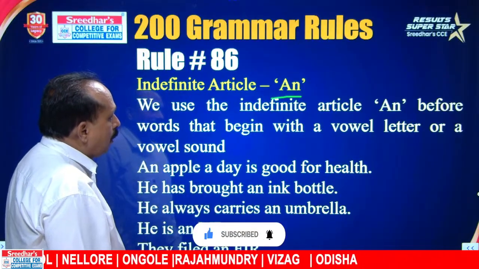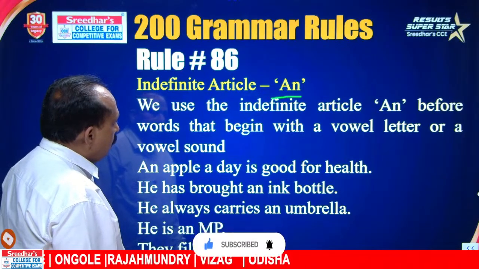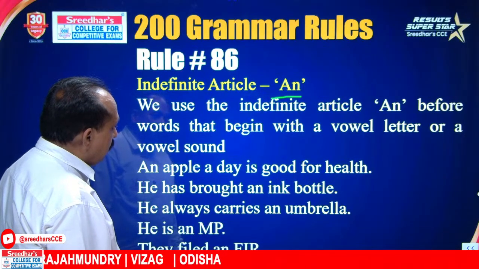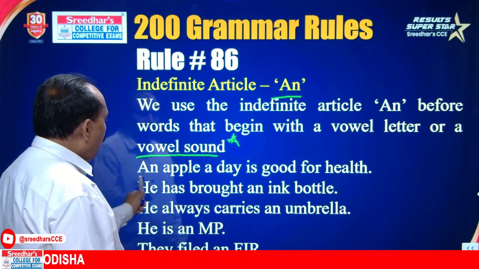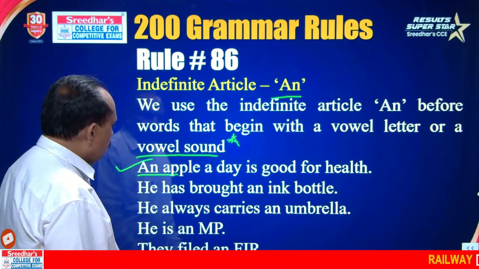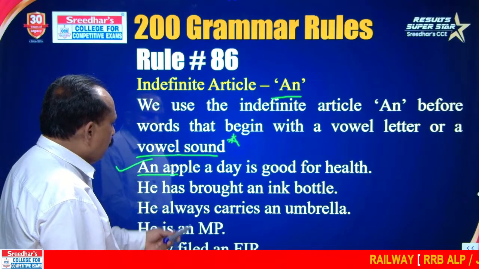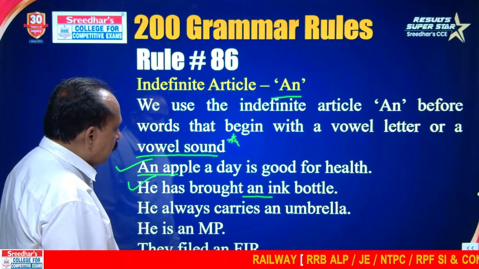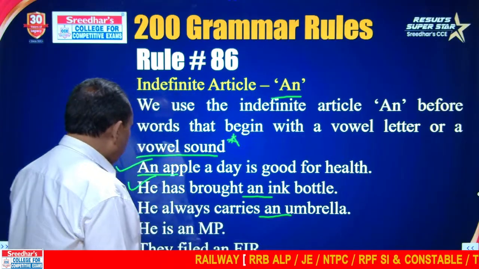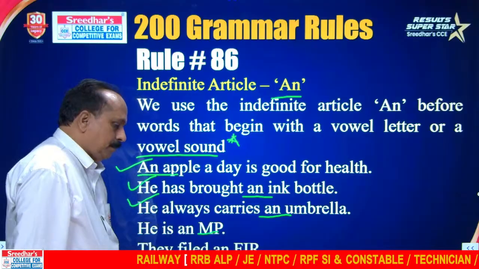We use the indefinite article an before words that begin with a vowel letter or a vowel sound. Sound is important. An apple a day is good for health. Typical example: He has brought an ink bottle. Typical example: He always carries an umbrella.